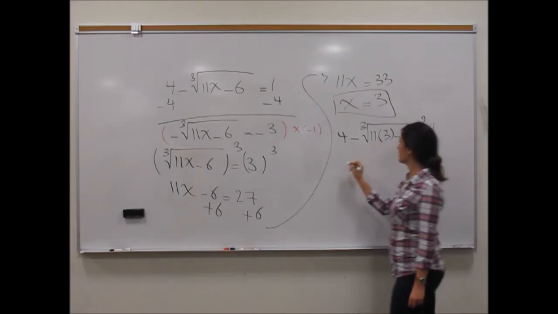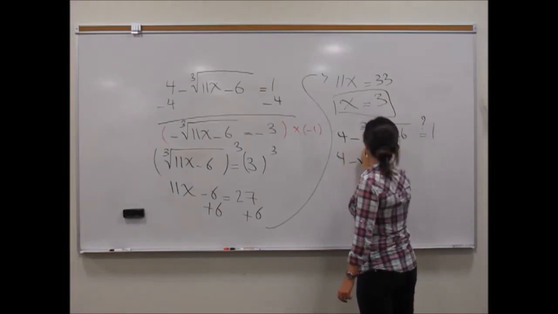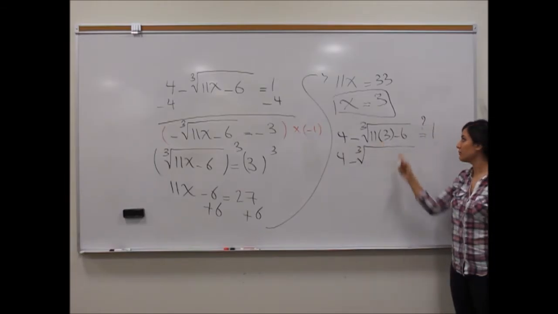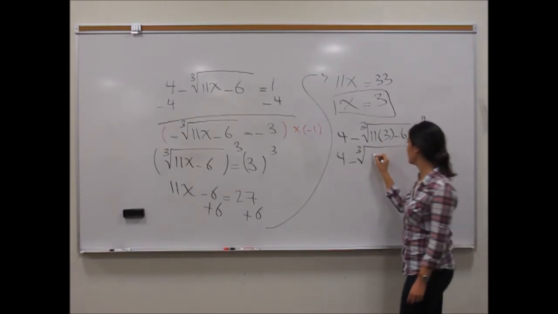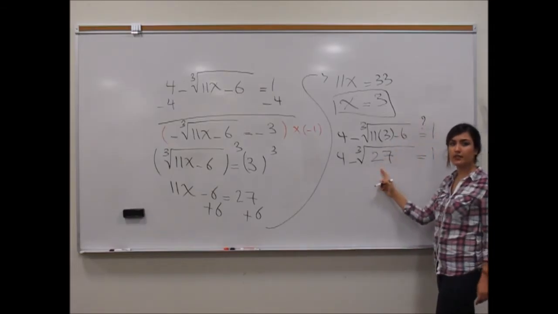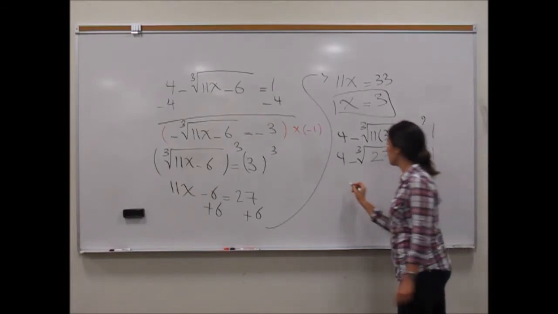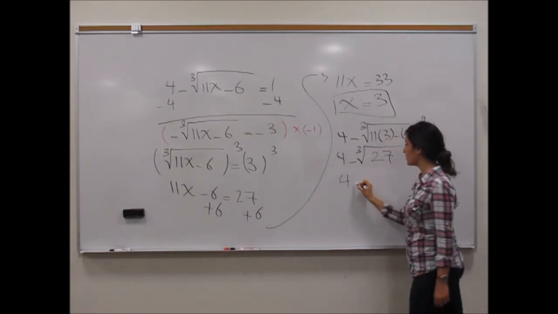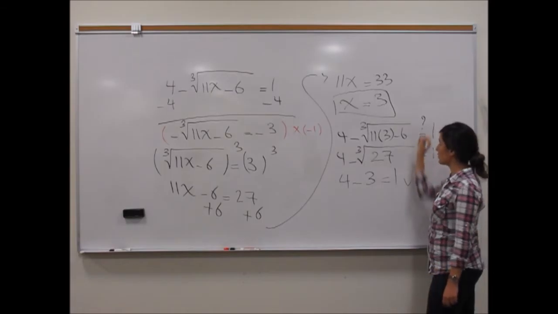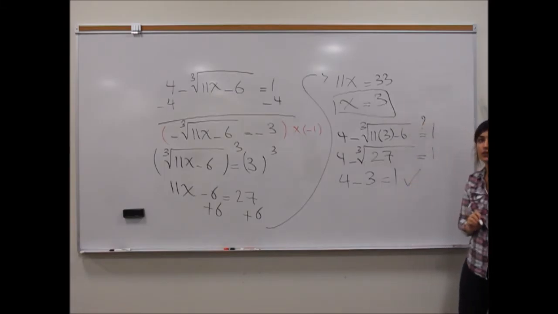11 times 3 is 33, minus 6 is 27. 27 is a perfect cube, so it's 3, so it's 4 minus 3, and this is absolutely true, so our answer is right, x = 3.